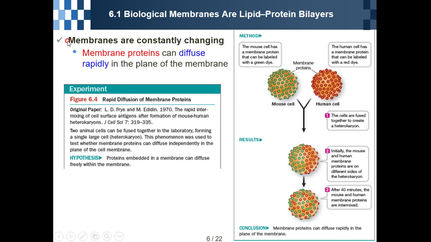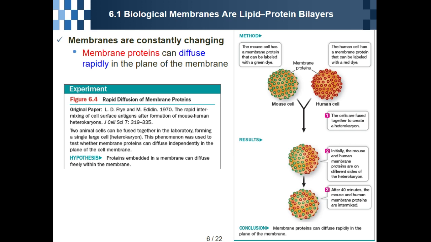And also membranes are constantly changing. For example, the membrane proteins. The fluid mosaic model means that the membrane is not rigid, it is flexible. And also the membrane is constantly changing, especially membrane proteins.